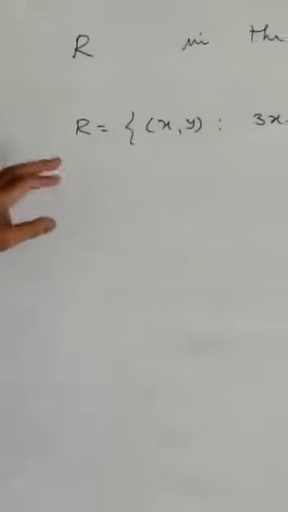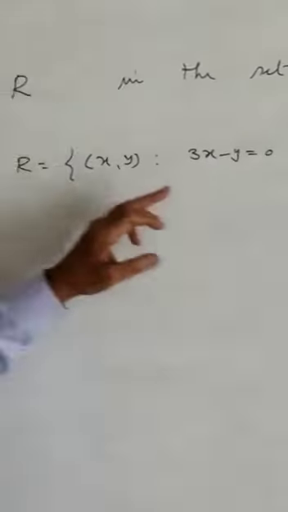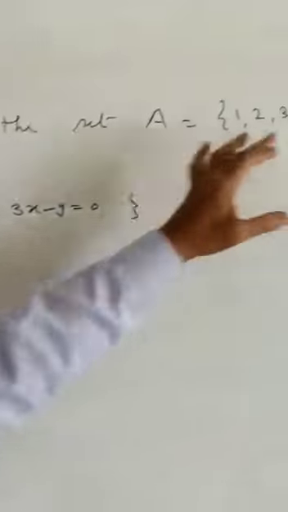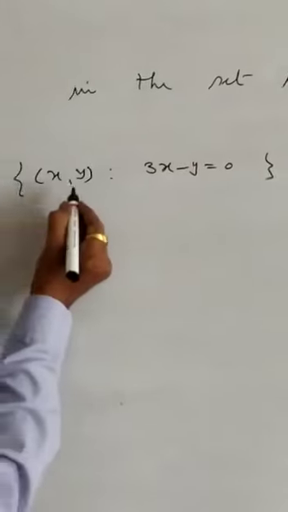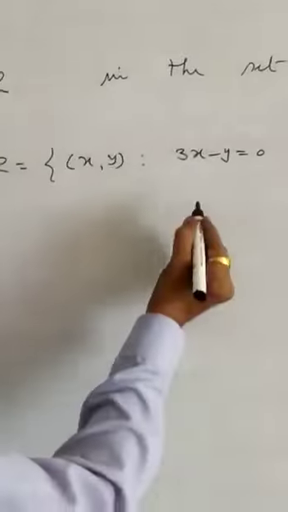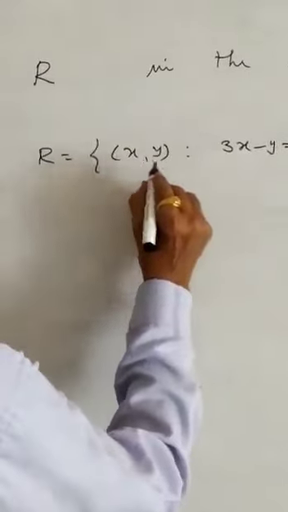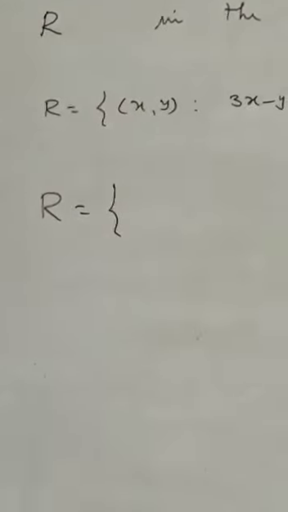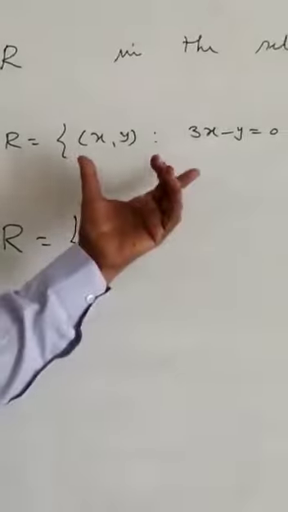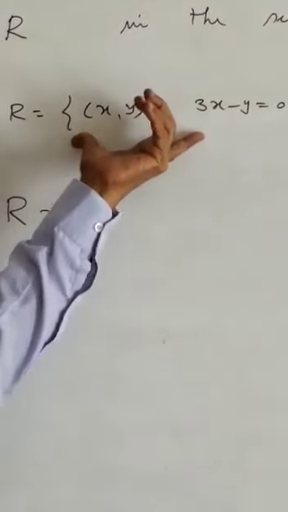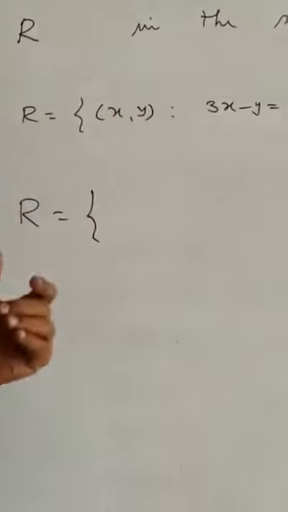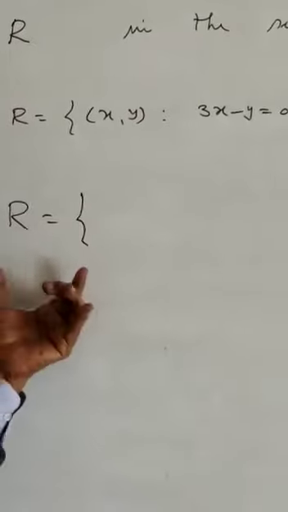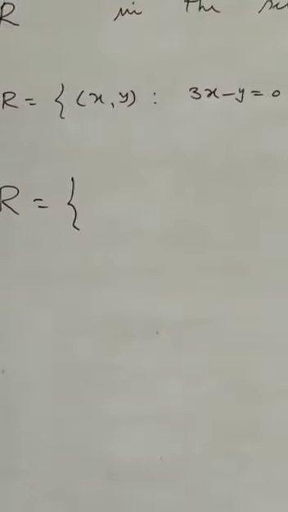This relation is given, right? Here R is a relation, naturally here x and y both belong to A, right? Now the ordered pair (x, y) belongs to R if 3x minus y is equal to 0. Now let us write R here. Here the relation R is given in set-builder form. Now let us write R, right, in roster form.